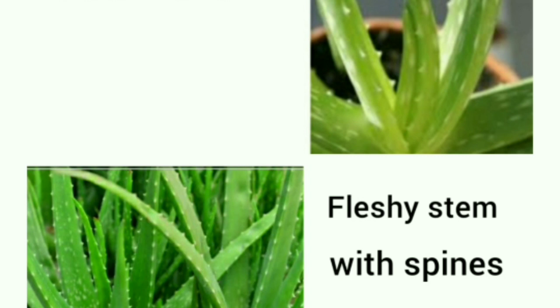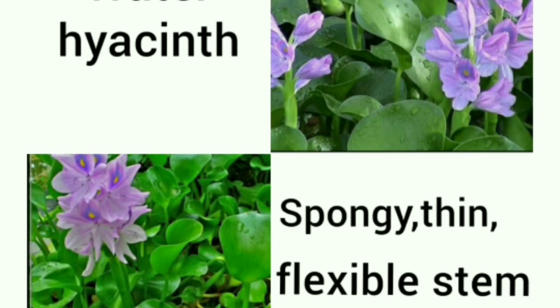Also, in the case of onions, onions are nothing but the parts of the leaves. In aloe vera, as we have studied, a fleshy green stem is there with spines. In water hyacinth, there is a spongy, thin and flexible stem.